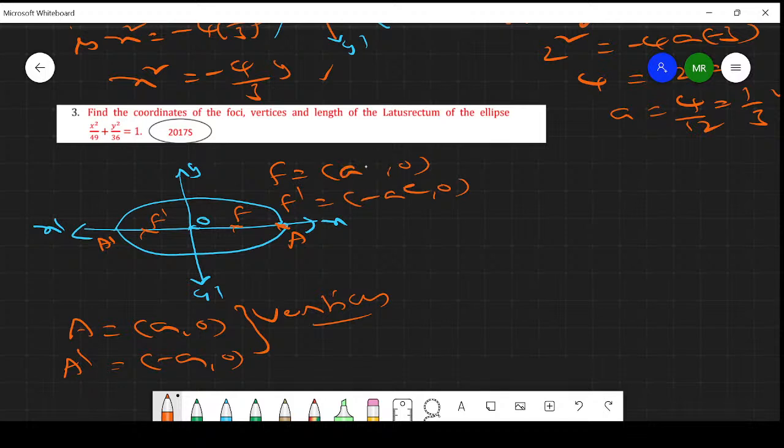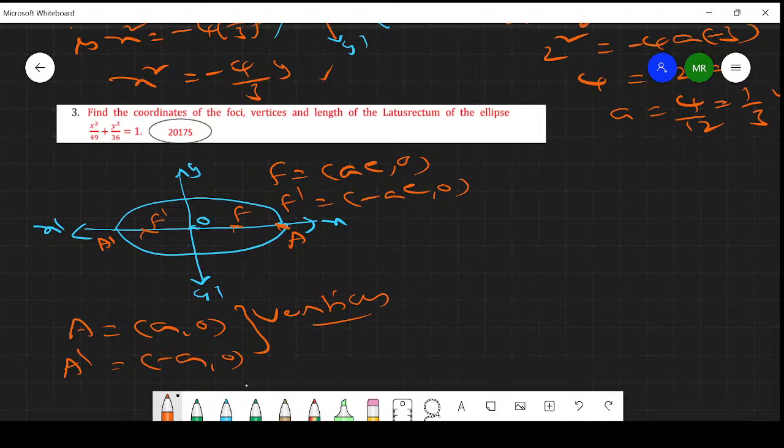The point is on the x-axis, A comma 0 and minus A comma 0. People may say F1 and F2 also, no problem. One is F1 and one is F2. Try to understand that. You know the foci and vertices. I will tell you the equation of the ellipse also, now.